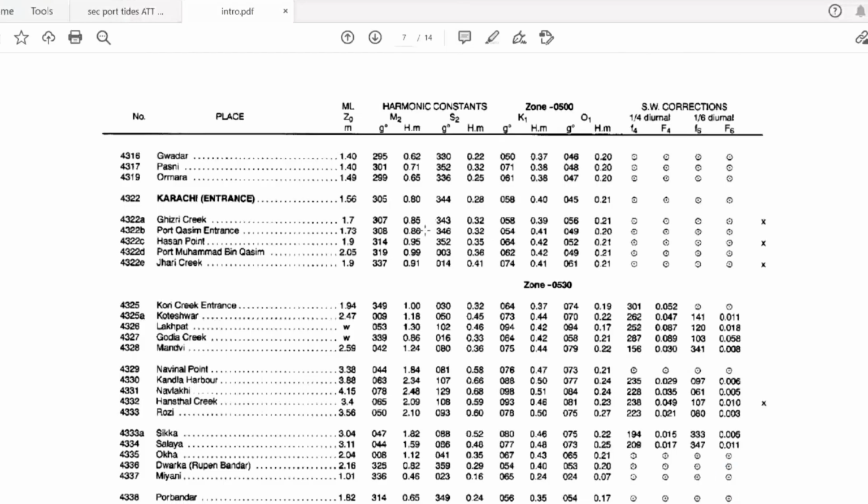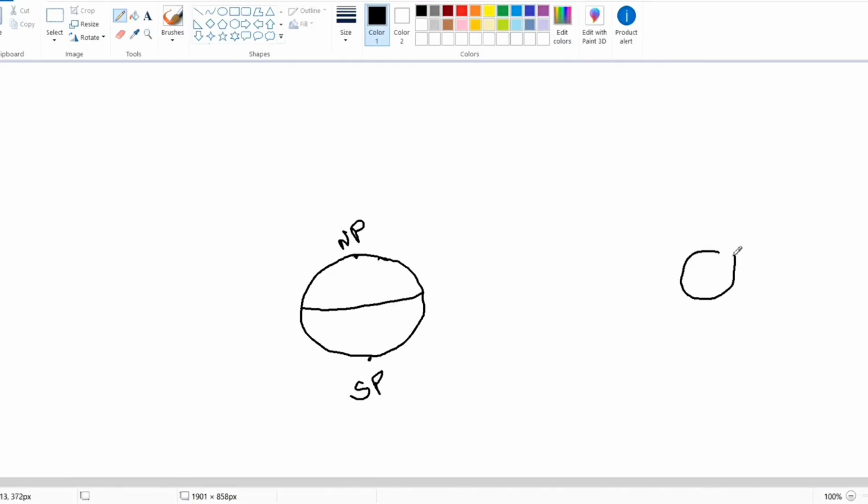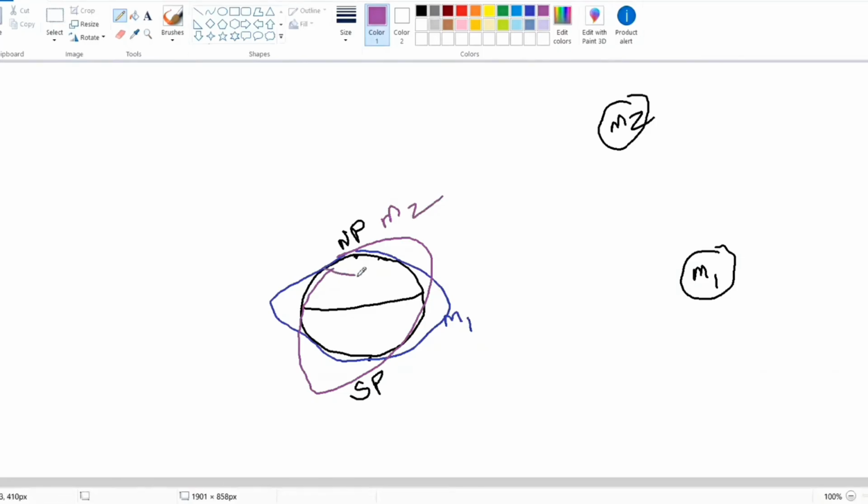I just explained to you fast for diurnal and semi-diurnal. So this is the Earth and this is the equator, and the North Pole. Suppose we take position of moon here, M1, and position of moon here, M2. So what will happen to the water? In position M1, the water is going to rise like this. This is for M1. And in position M2, it is going to be like this. But the Earth is spinning like this, west to east. Take any position here.